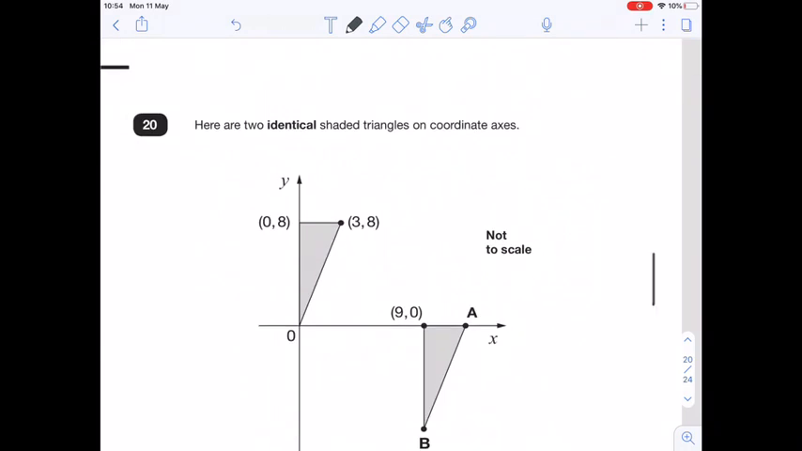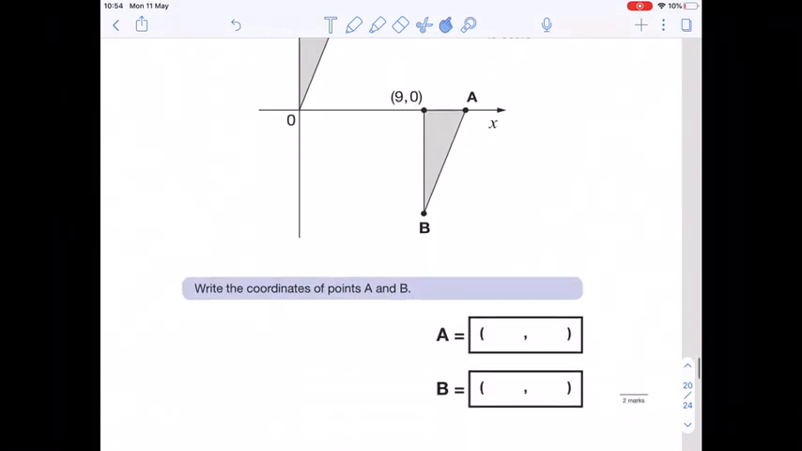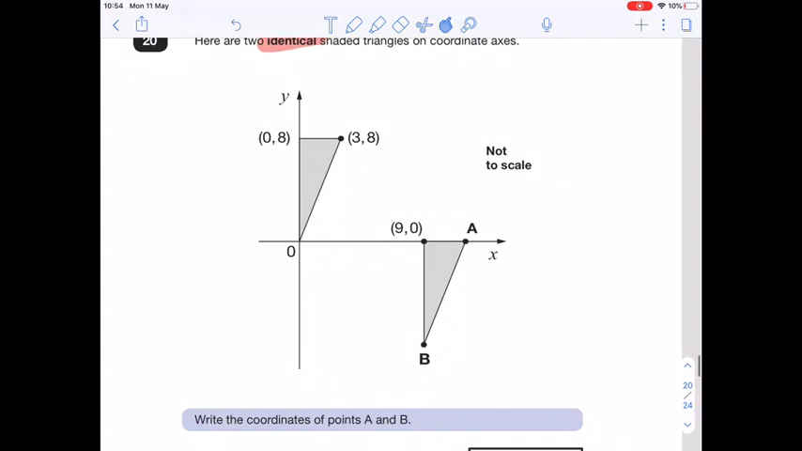Okay, coordinates. I know we've loved doing coordinates at home. So, always tricky to do coordinates teaching remotely. But let's have a look at this one. Here are 2 identical shaded triangles on coordinate axes. We know they're identical. They're exactly the same. Let's see what the question says. Write the coordinates of point A and point B. Now you're going to think, how on earth am I going to work that out? Well, let's have a look.